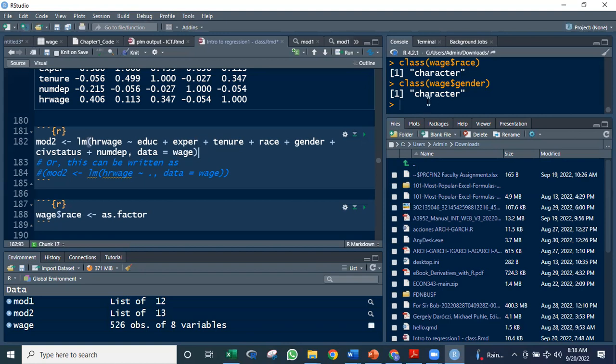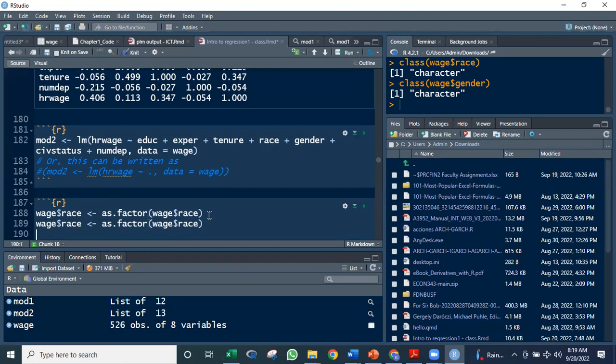Okay, when we check the class of gender, it was still character. Now let me illustrate to you. Let me just copy this, Control C, Control V. What I'm telling R to do is that you still have this variable race in the wage data set, but you're converting it as a factor. So let's copy this and change the others here.